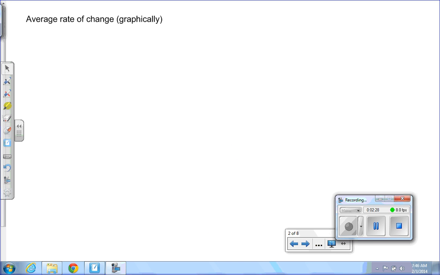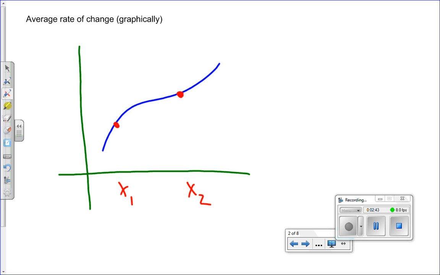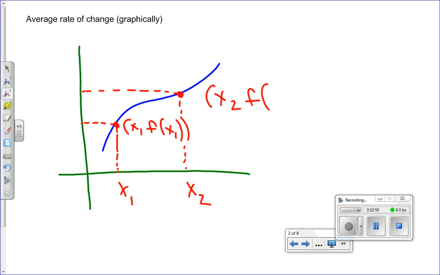So if we were to do this in general, let's take any particular function. In this case, I'll just draw a smooth curve. And on this function, we have an x coordinate. Let's call that x1, and another x coordinate x2. There is a corresponding y value for each one of these. So we have the coordinate x1, f of x1, and we have the coordinate x2, f of x2.